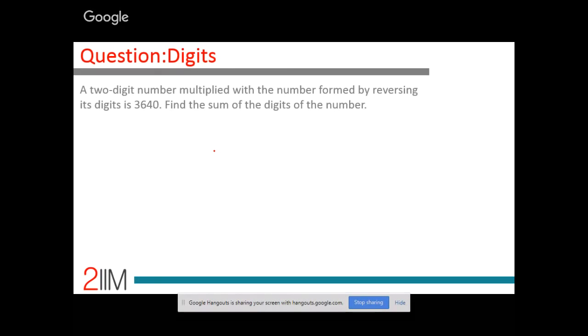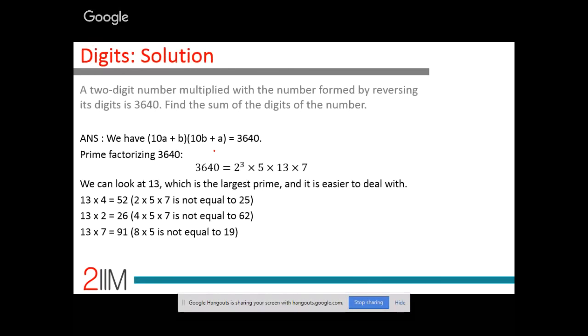Two-digit number multiplied with a number formed by reversing its digits is 3640. Answer? 11. 56 into 65. And so all of these questions, if you prime factorize it, it becomes very simple. So if you prime factorize, we get 2 cube into 5 into 13 into 7.